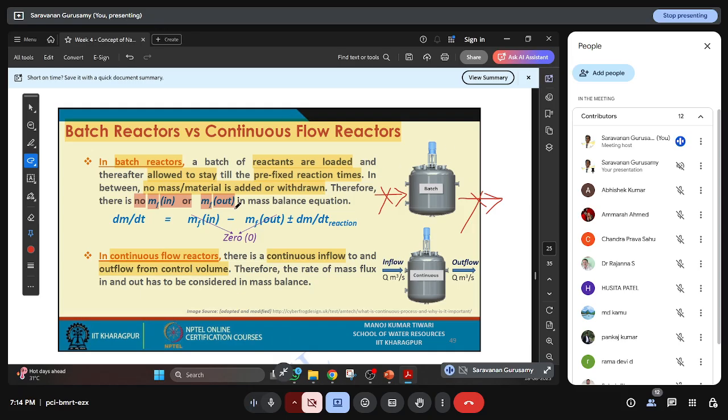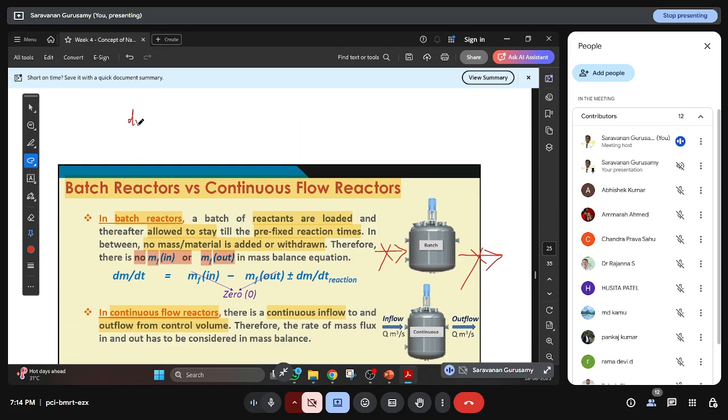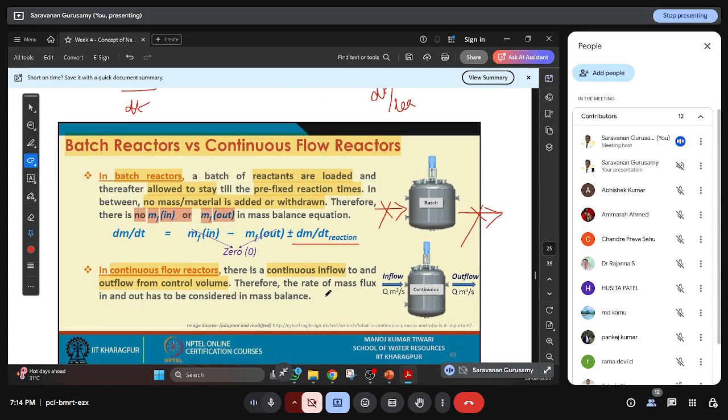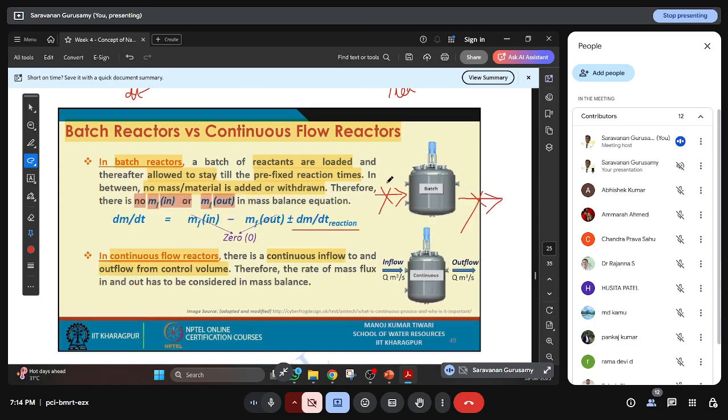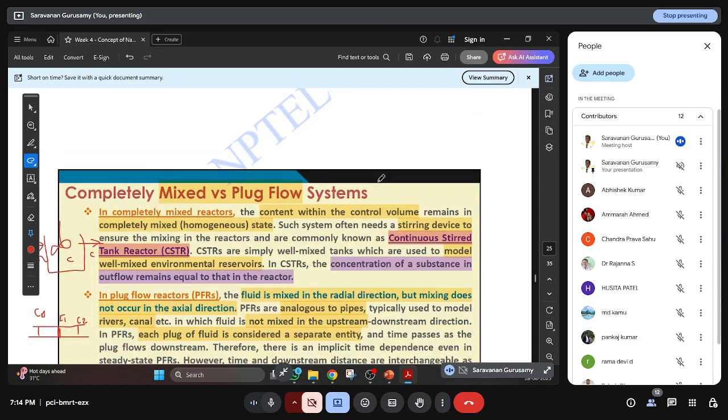It's a batch. So in the basic formula, dm/dt equals mass in minus mass out plus or minus change in the mass due to reaction. Here there is no mass in and no mass out in the batch reactor. So only dm/dt is equal to plus or minus dm/dt reaction. We are going to solve this equation. Okay. Continuous reactor means all the things will be there: in, out, and reaction. So total will be taken into consideration.